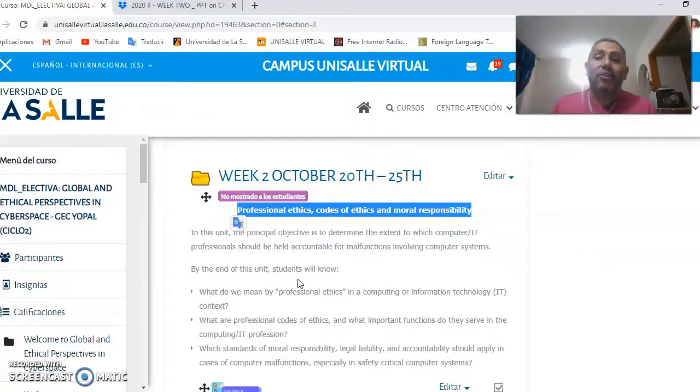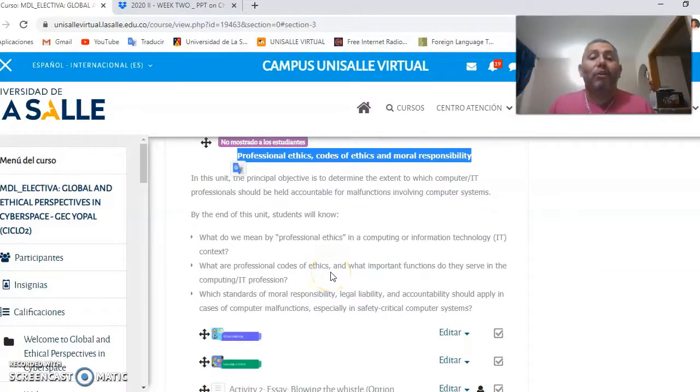And of course, as teachers, we are part of that special population of professionals who use technology for their professional purposes, for their professional work, for their professional life. We are going to talk a little bit about what professional ethics is, what professional codes of ethics are. We are also going to talk about moral responsibility, legal liability, and accountability.